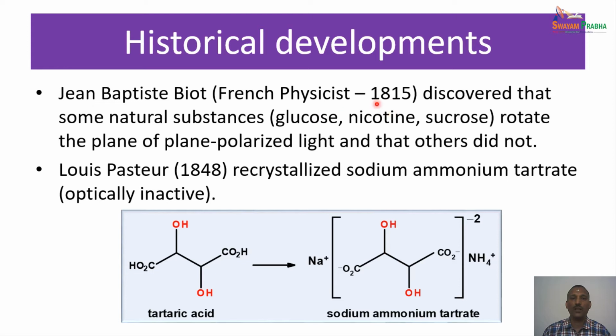In 1815, Jean-Baptiste Biot discovered that some natural substances like glucose, nicotine, and sucrose rotated plane polarized light, and other compounds did not rotate plane polarized light. So this is the first observation by Biot. He first observed that some compounds like glucose, nicotine, sucrose, etc. rotated a plane polarized light. Now we will also see what this plane polarized light is very soon.